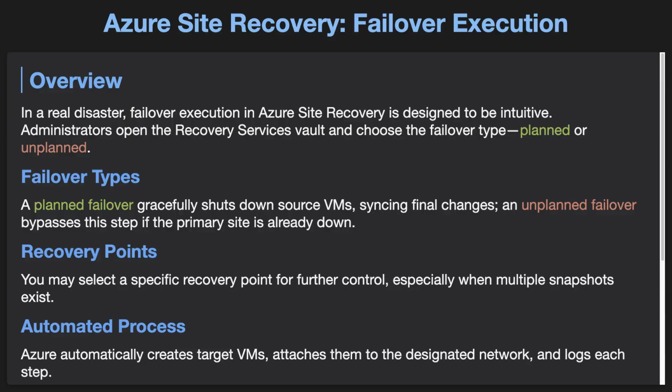In a real disaster, failover execution in Azure Site Recovery is designed to be intuitive. Administrators open the Recovery Services Vault and choose the failover type, planned or unplanned. A planned failover gracefully shuts down source VMs, syncing final changes. An unplanned failover bypasses this step if the primary site is already down. You may select a specific recovery point for further control, especially when multiple snapshots exist. Azure automatically creates target VMs, attaches them to the designated network, and logs each step.